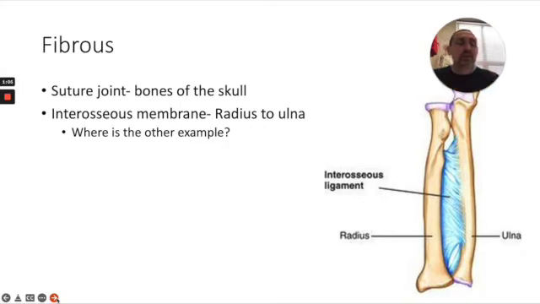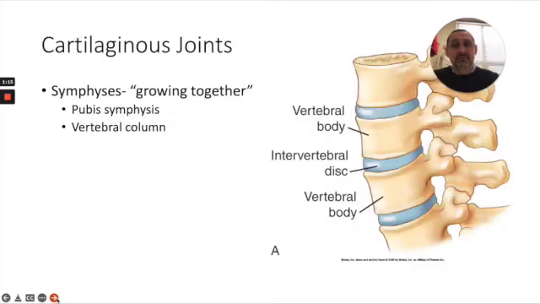So if the radius and ulna have that, there is one other example. You could probably guess it already. The tibia and fibula have that.